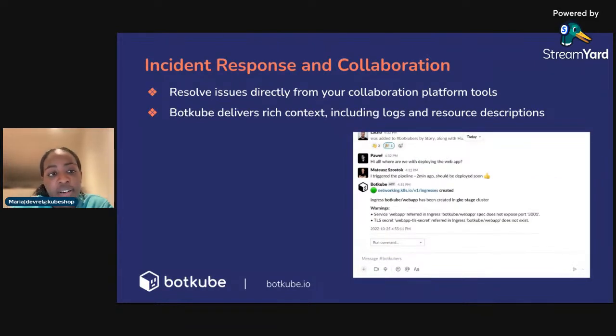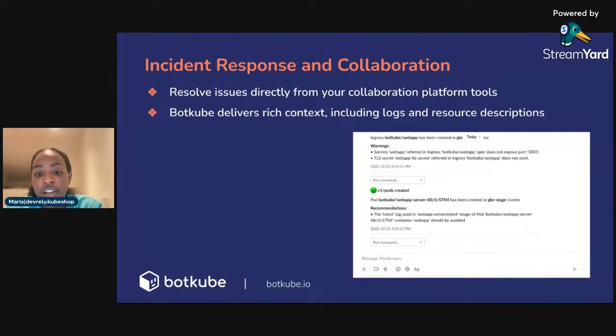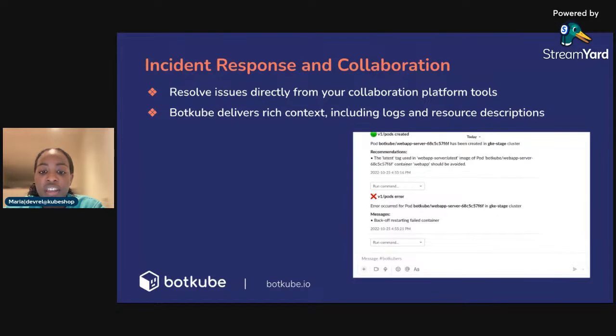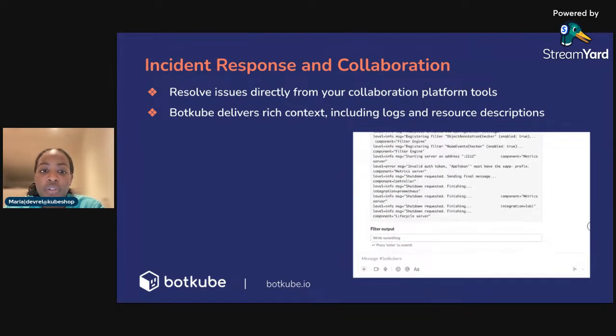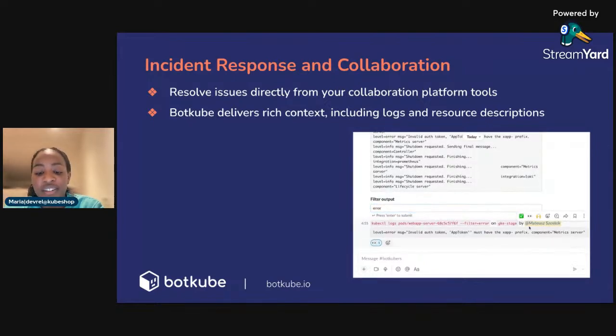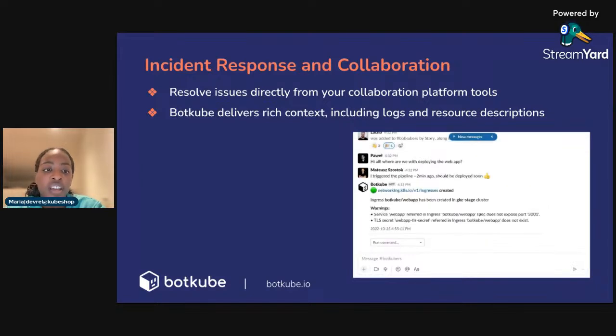So then, secondly, with incident response and collaboration, here is an example of teammates seeing an error or an alert, and they're able to work with it directly. So you're able to get logs right there. You're able to filter out the logs. So some of these logs can be tens or hundreds of lines long. So you're able to filter out the information that you need.